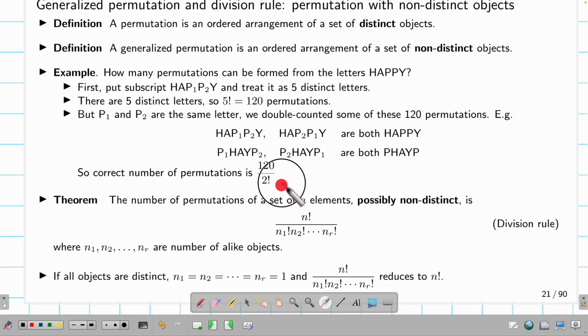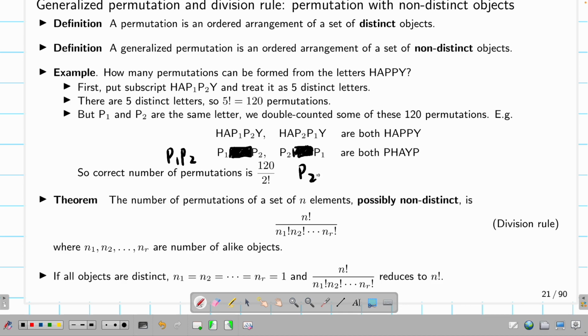What does this 2 factorial mean? This 2 factorial means how many permutations you have from P1, P2. How do you see this 2? You can think of it like this. I ignore everybody outside, then this gives me P1, P2. If I ignore everybody here, what is this?